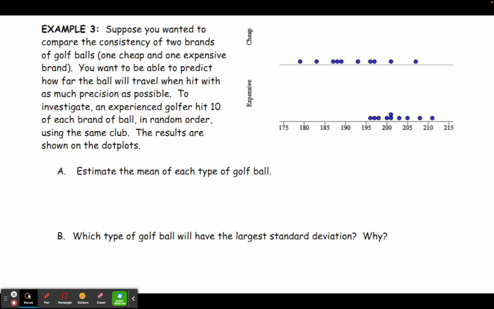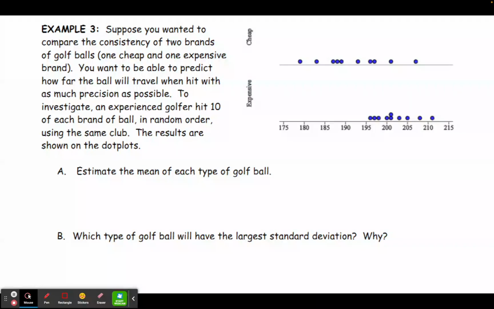Now, in example number 3, let's suppose that we want to compare the consistency of two brands of golf balls, one cheap and one expensive brand. We want to be able to predict how far the ball will travel when hit with as much precision as possible. Golf is really a game of precision, and so you are probably better off being able to hit the ball consistently and know approximately how far it's going to go with each hit, rather than have some that go really far and some that don't go as far.